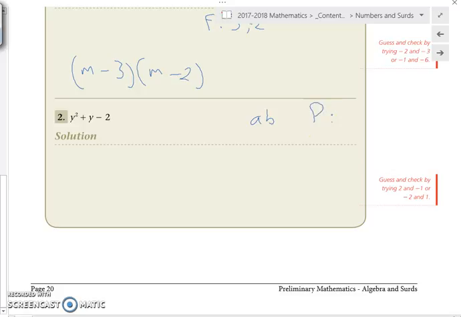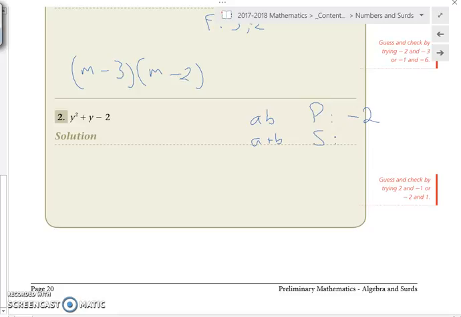That's the product. Which one is the AB part? -2. So our product has to be -2. Does that make sense? On the previous one, it was 6 or whatever it was, yeah? Now, the A plus B part is the sum. What does our sum have to be?